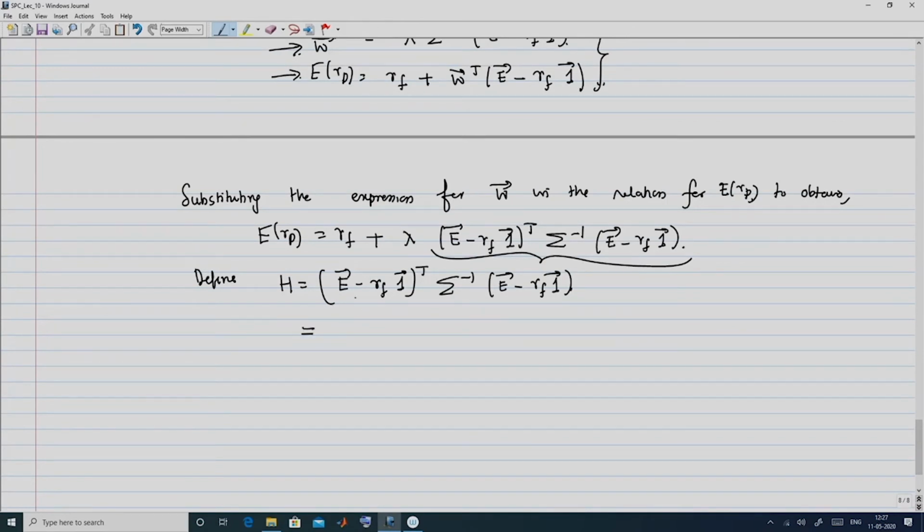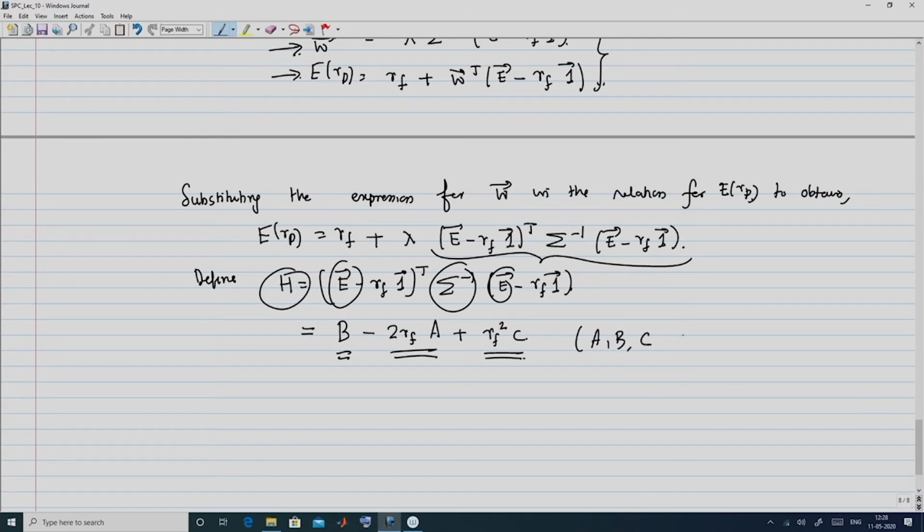and recollect that this E vector sigma inverse E vector was B. Likewise, when we look at the other terms, we will get twice R f into A. Remember, we have already defined what B, A and C are. So this expression H becomes B minus twice R f A plus R f square C, where A, B and C have been previously defined. So from here we can make a conclusion. Now that we have defined this to be H, from this relation we will get lambda is equal to E R p minus R f divided by this newly defined H.